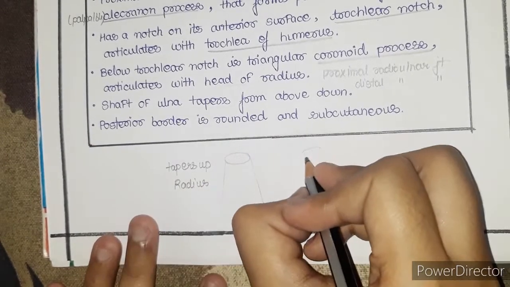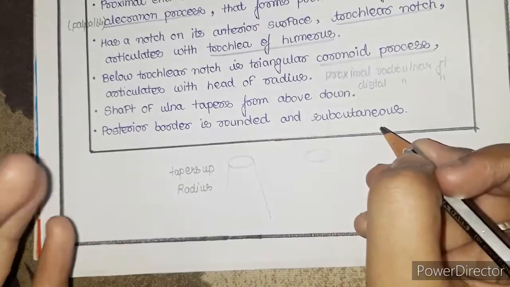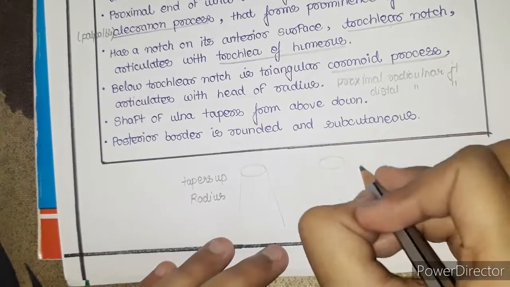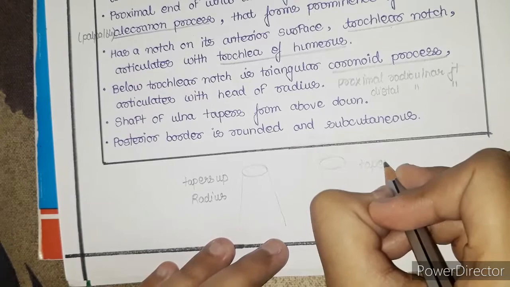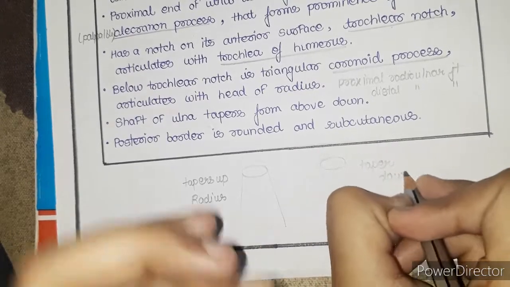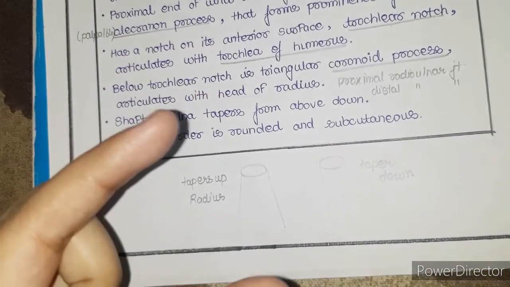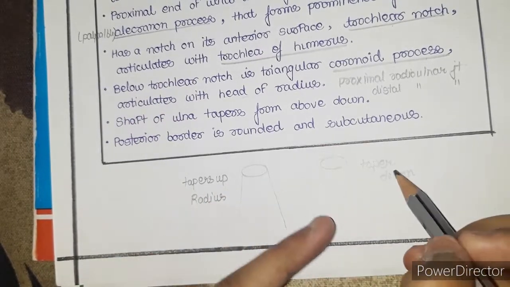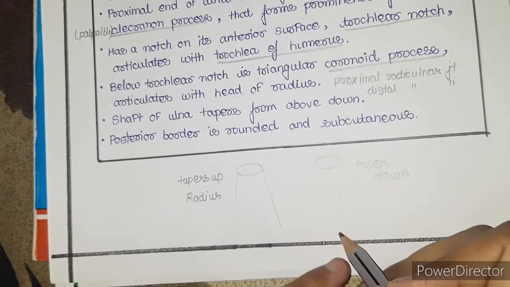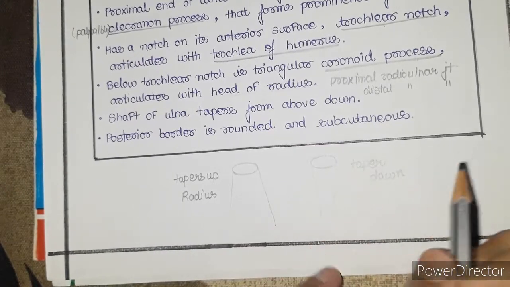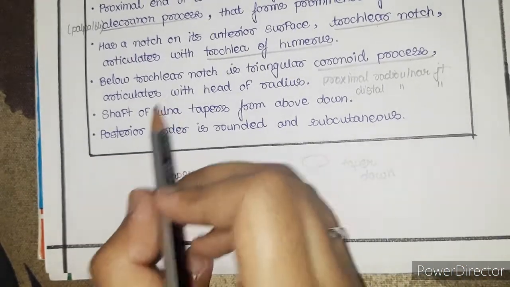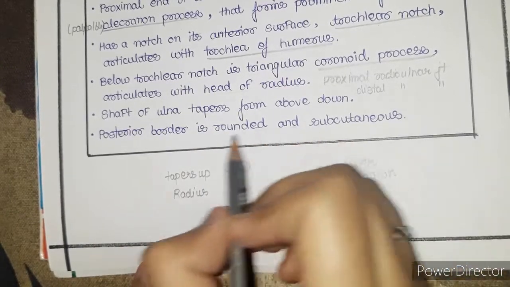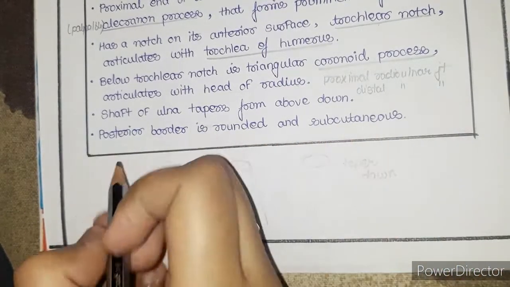एंड जो अल्ना बोन है वो हमारी ऊपर से बहुत वाइडर होती है, बहुत बड़ी होती है, नीचे जा जाके वो बहुत ज़्यादा छोटी हो जाती है. तो वी कैन से टेपर्स डाउन. टेपर का मतलब होता है छोटा, और यू कैन से मतलब नैरो होना. ठीक है, तो रेडियस बोन कहाँ से नैरो है, ऊपर से. टेपर्स अप. और अल्ना बोन कहाँ से नैरो है, डाउन से, नीचे से. तो tapers down.